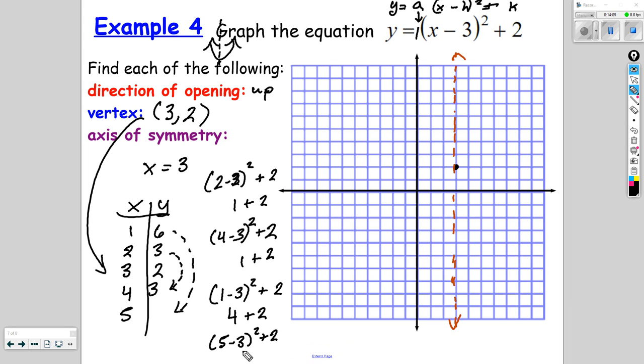5 minus 3 is 2. 2 squared is 4. So we have 4 plus 2, which is 6. Awesome. So we see that symmetry. Let's graph those points so we can see it graphically.